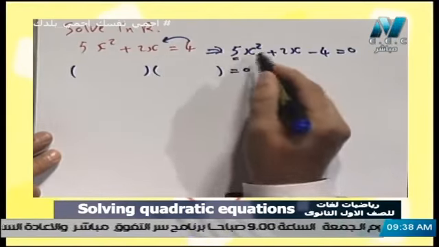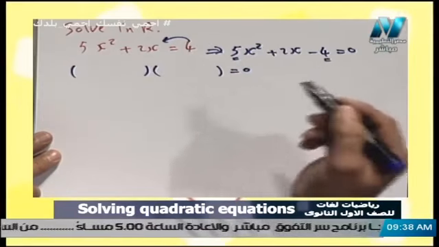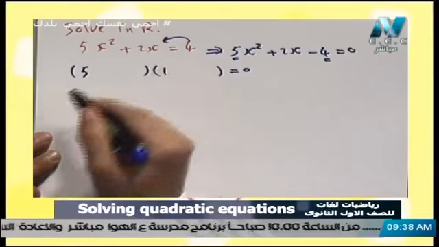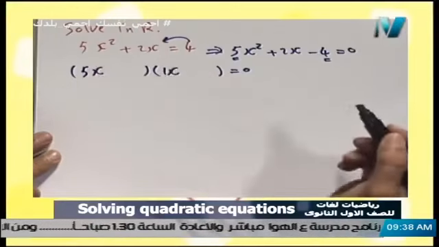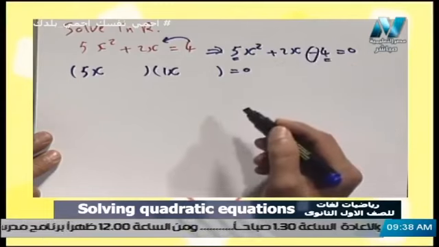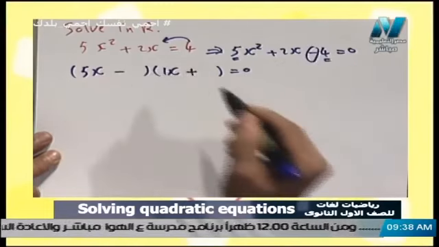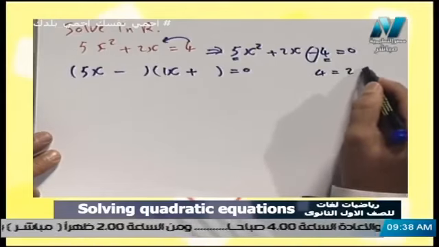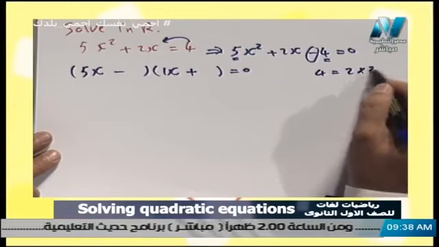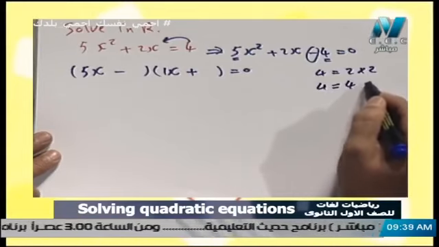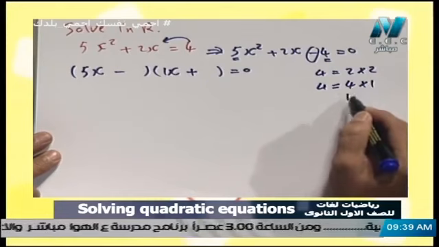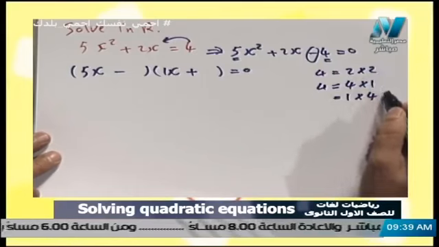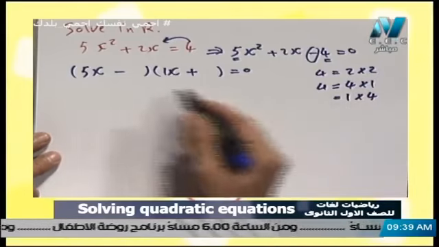Here 5x² and 4. To factorize 5x², it will be 5 and 1. x² will be x and x. We have here negative, so it is negative multiplied by positive or vice versa. 4 equals 2 multiplied by 2, or 4 equals 4 multiplied by 1, or even 1 multiplied by 4. Okay, these are the three methods to find this equation.